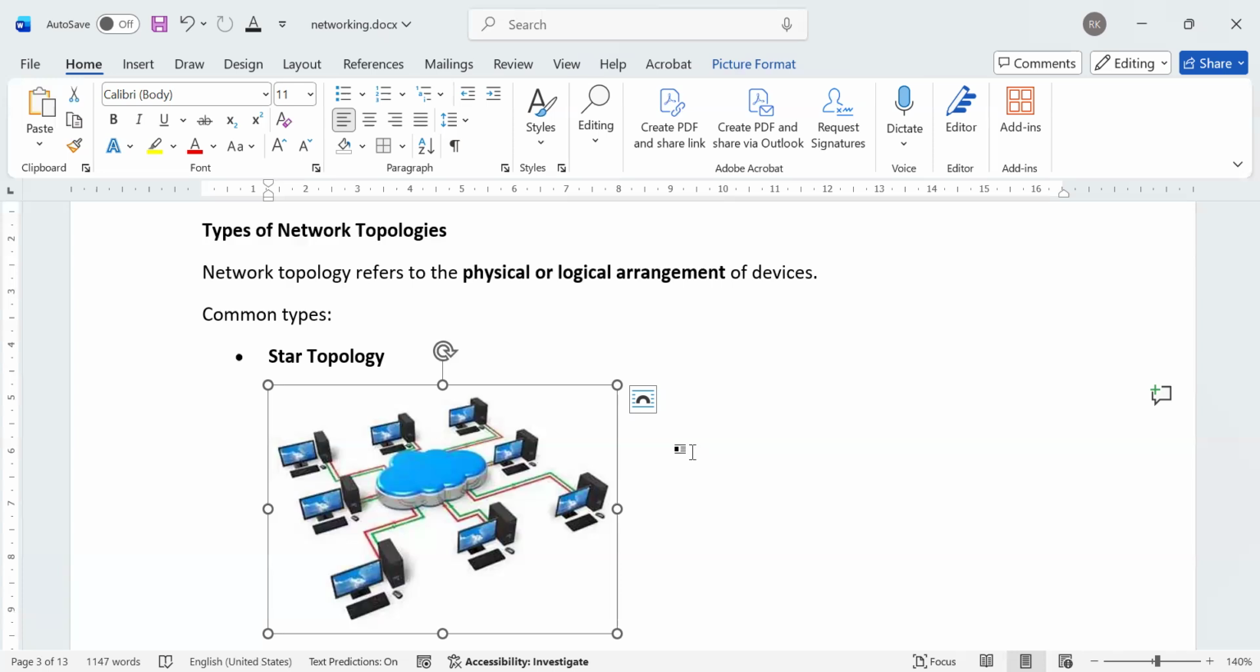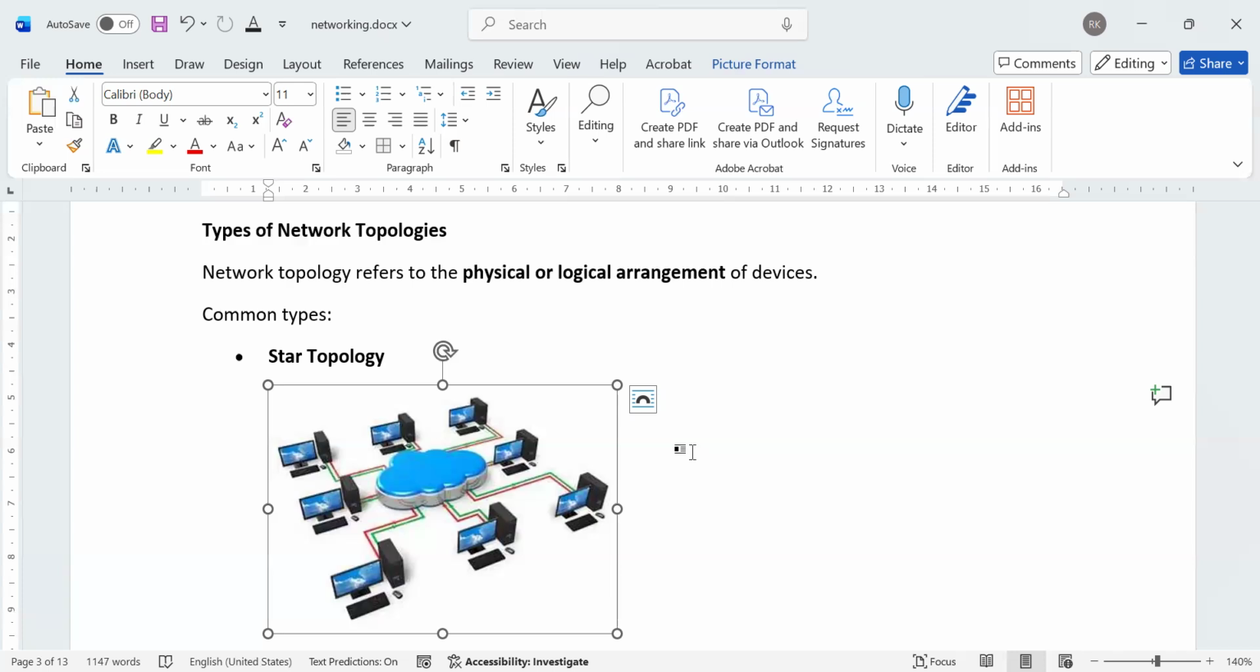When we say logical, it means you may not necessarily see it, but it exists. That's why we say logical. But physical means you can see it with your eyes. So the first one, which is the most common, which actually most organizations use today, is the star topology.